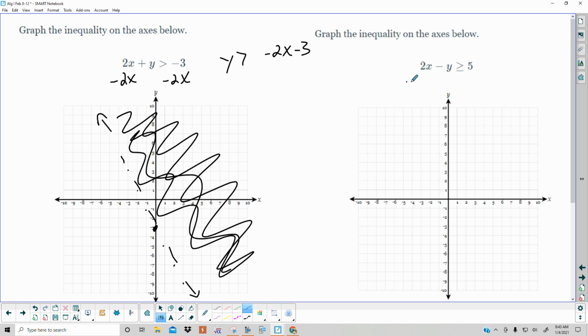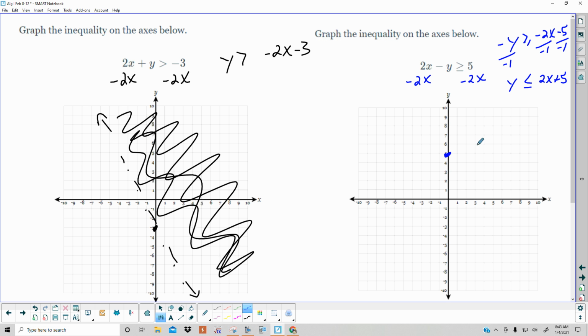This one, start by moving the x's to the other side, and you get negative y, that sign stays with the y, is greater than or equal to negative 2x minus 5. I can't leave this negative here. I have to divide it out. And remember, I divided by a negative number, so I have to turn the inequality around.